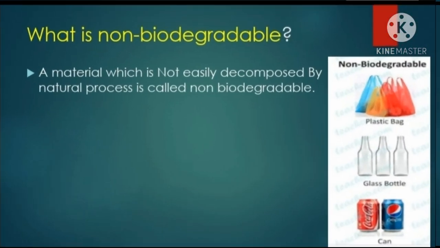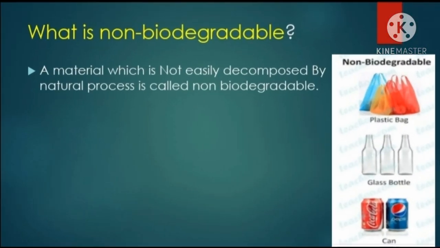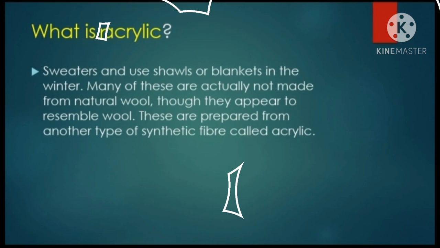After biodegradable, what is non-biodegradable? Non-biodegradable is also very easy to understand and learn. A material which is not easily decomposed by natural process is called non-biodegradable. Biodegradable means it can get easily decomposed in soil, but non-biodegradable means a material which cannot be easily decomposed by natural process. For example, peels of our vegetables, paper and wood get easily decomposed, but these are not decomposed. For example, plastic bag, can, glass bottle, and so on. There are so many examples of non-biodegradable, PVC pipe also.